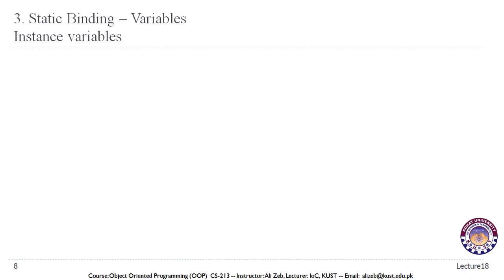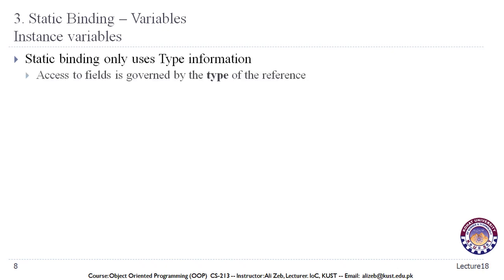If we talk about instance variables, static binding only uses type information. When we declare instance variables with whatever the type of that variable is, that will be checked by the compiler and allowed if we are trying to use the variables in that same context. Access to a field is governed by the type of the reference.